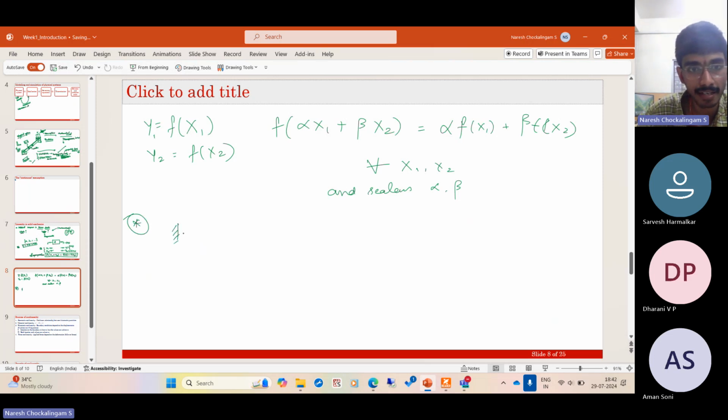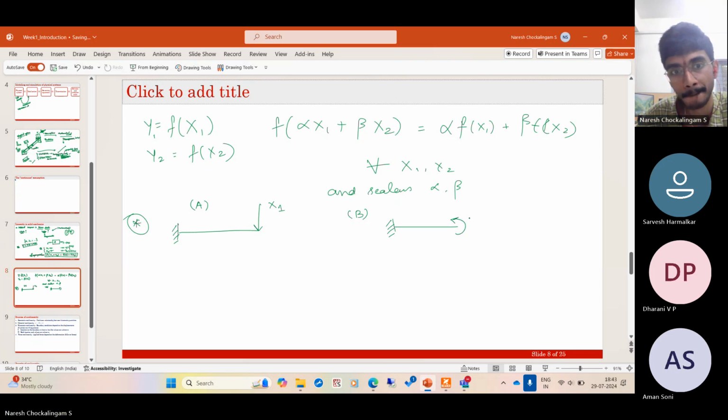Let me tell you that there is a cantilever with a tip load. Apply a tip load of x1. Let us say you have a system A. You have a cantilever and you're applying a tip load x1. And the system B is that you have a moment here. Let us call it x2.